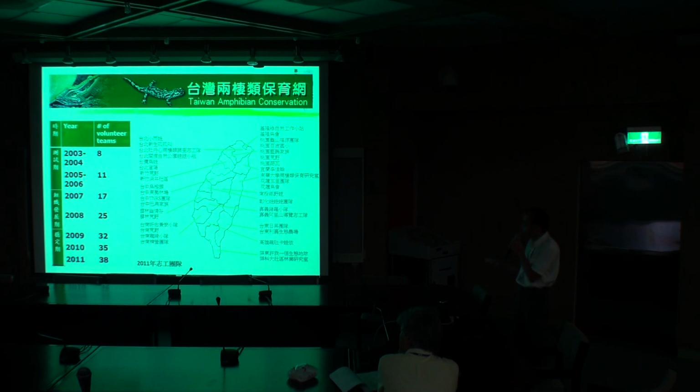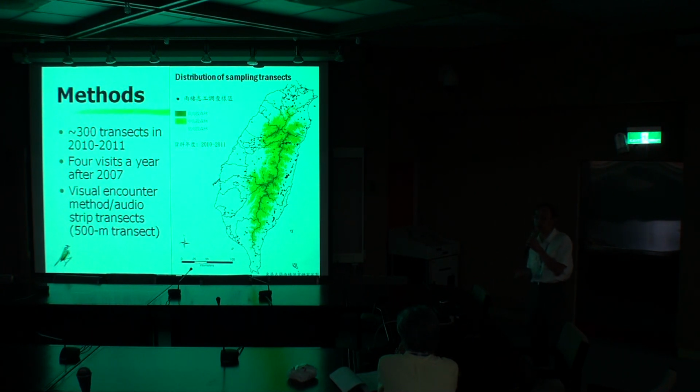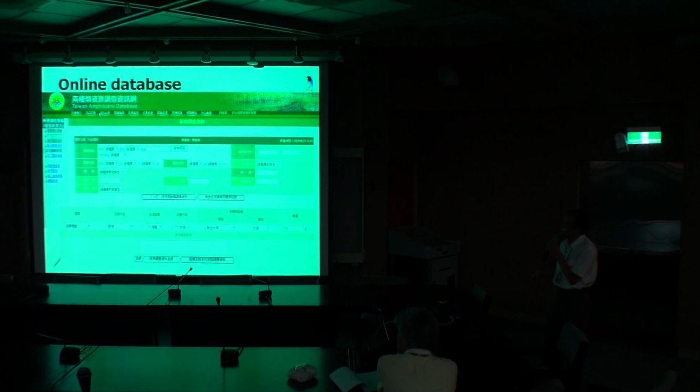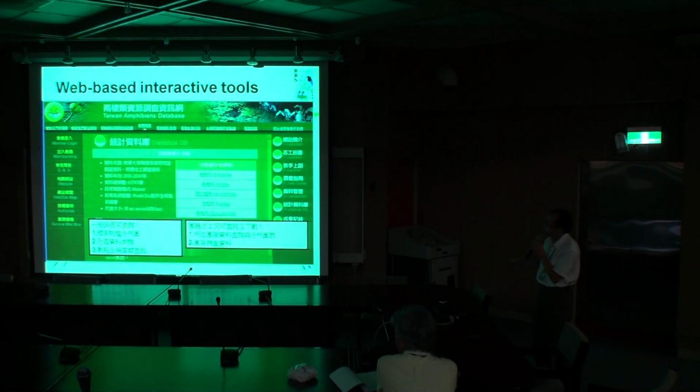In 2011, they had 38 volunteer teams all around Taiwan, and in total more than 200 volunteers. They participated in surveying around 300 transects around the whole of Taiwan in 2010 and 2011. They visit each transect four times a year to get their data. Besides that, they have also built a very good online database and very good web-based interactive tools, which allow their volunteers and the public to explore the data by themselves.